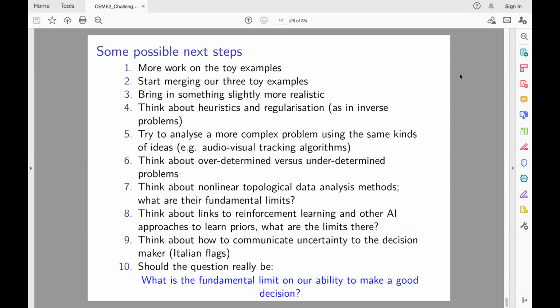So some possible next steps. We need to keep going with these toy examples. Actually, they're converging. So maybe merging the thinking that we've had in these three different toy examples and perhaps bringing in something slightly more realistic about the data. In inverse problems, there's an awful lot of use of heuristics and regularization. Can we bring that into these frameworks?